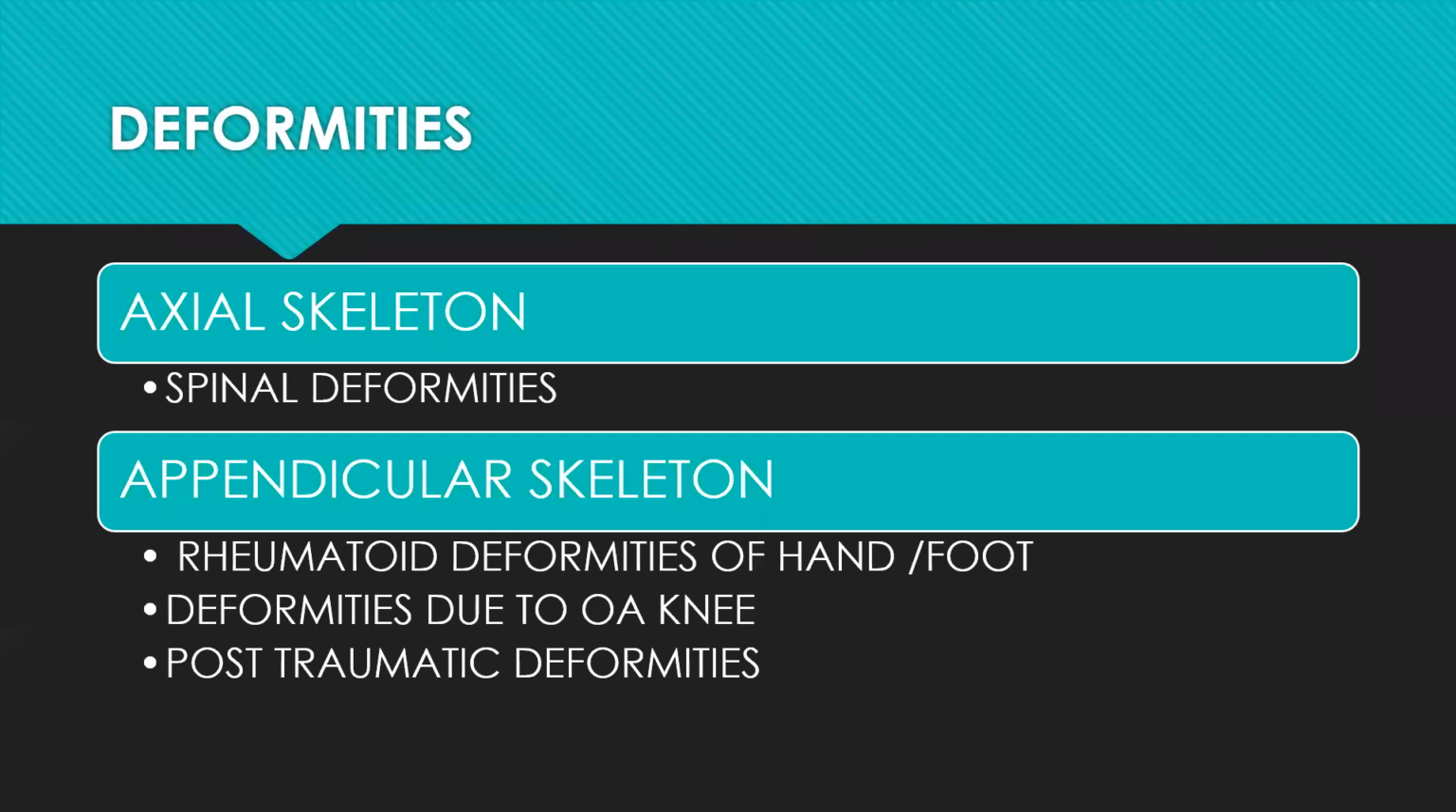Deformities in adults are usually classified as those arising from the axial skeleton or the appendicular skeleton. Axial skeleton is the spine, and appendicular deformities in adults are usually the rheumatoid, osteoarthritis, and post-traumatic deformities.